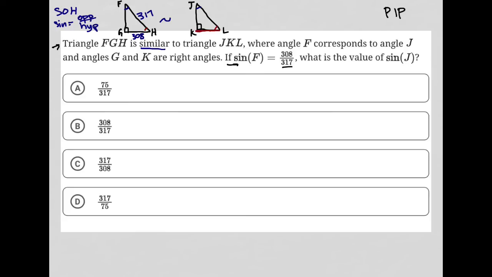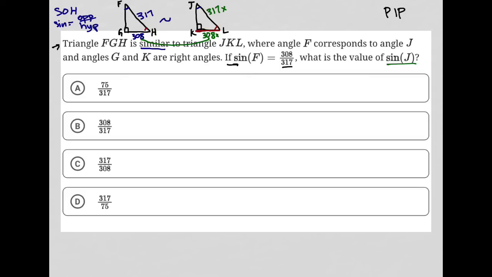Now, how does this help me? Well, I can then label KL, for instance, as 308x, where that x represents the unknown value that I'm going to multiply by 308, and represents the fact that this is proportional to that. And same thing here with my hypotenuse, it's 317x. So the question goes on to say, what is the value of sine of J?